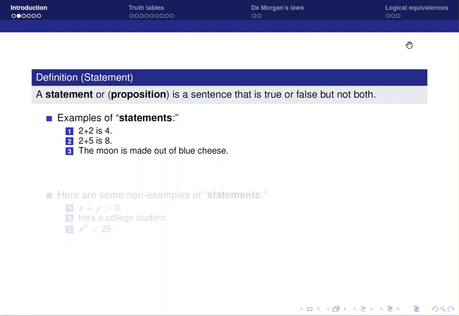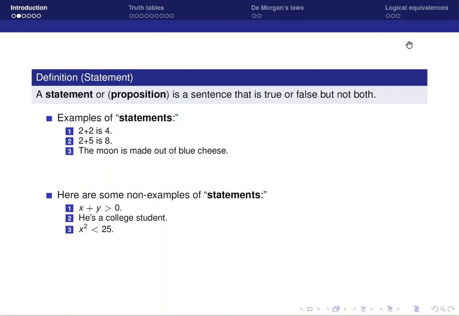For instance, 2 plus 5 is 8. That is an example of a statement because technically it is false. Finally, the moon is made out of blue cheese. That is an example of a statement because we can verify that it is not. This is an example of a statement that is false.